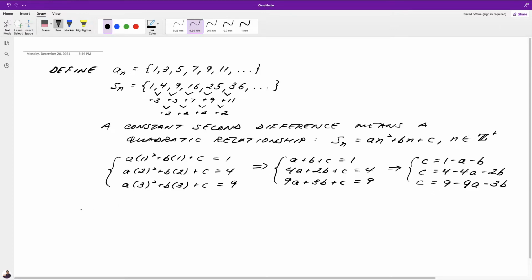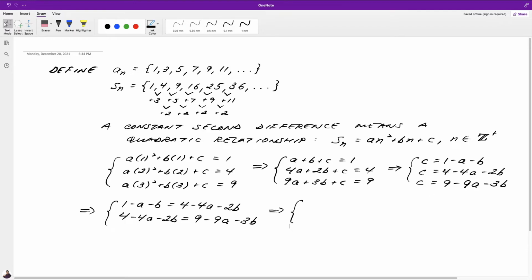Now, I can set c equal to c here, and c equal to c here. It's going to eliminate c, and I'm going to have 2 equations with 2 unknowns, a and b. So this is going to simplify our system. So c equals c after all, so I can say 1 minus a minus b is equal to 4 minus 4a minus 2b. Moreover, setting the middle equal to the bottom, 4 minus 4a minus 2b is equal to 9 minus 9a minus 3b. Let's go ahead and get this in standard form.